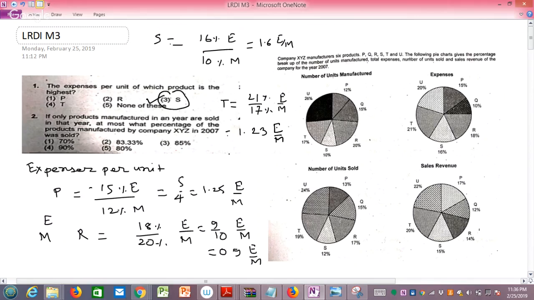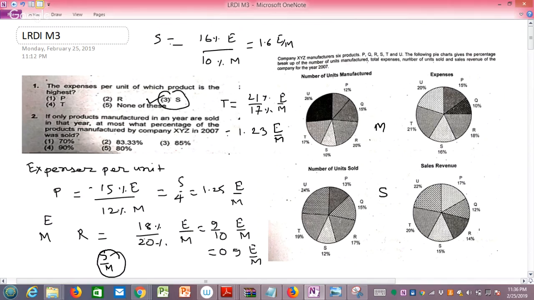Let's see the second question here. If only products manufactured in a year are sold in that year, at most what percentage of the products manufactured by company XYZ in 2007 was sold? So only products manufactured in a year were sold. You have to find out for everything. If the products manufactured is M and products sold is S, you just need to find out S by M, right? So S by M.